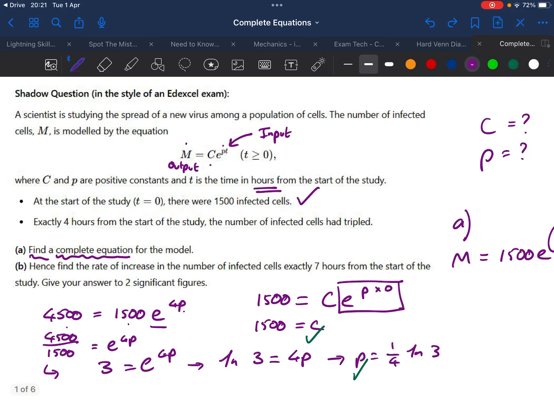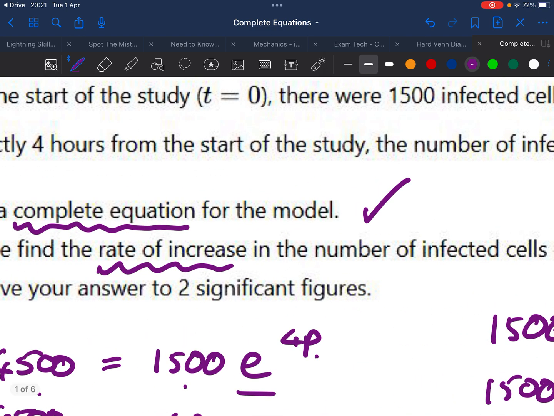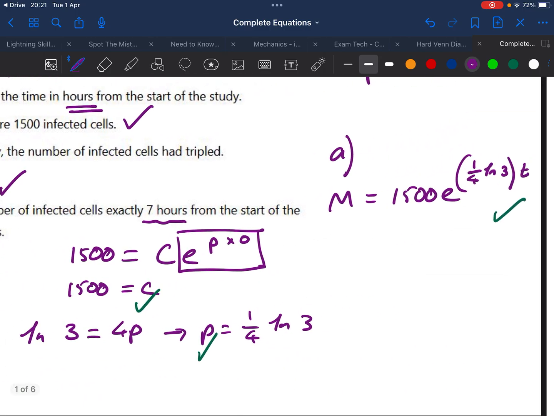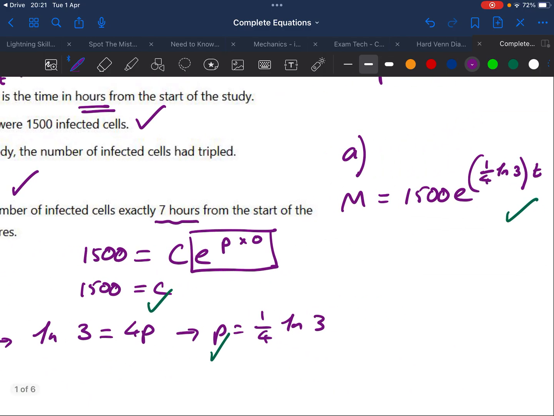Next, there is a question. So I've made this as a shadow question from an Edexcel one, and this is the same sort of skill. So hence, find the rate of increase in the number of infected cells, 7 hours. Okay, so rate of increase, you need to really watch out for the word rate. Now, rate of increase is going to suggest that what we actually need to do here is differentiate. Okay, so for B, I would need to find dm dt.